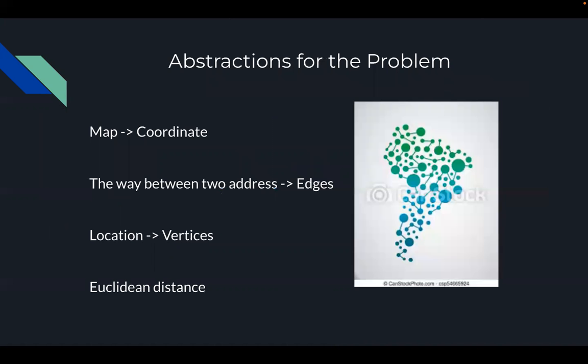Before we really started implementing these 3 algorithms, we did some abstractions for the problem. First of all, we decided to use a map to store the coordinates of each location. This will make it easier to calculate the distance between different locations. Then for the representation between 2 addresses, we choose to use edges. Each location would be a vertex. And we decided to calculate the Euclidean distance between 2 locations for our calculation benefits.